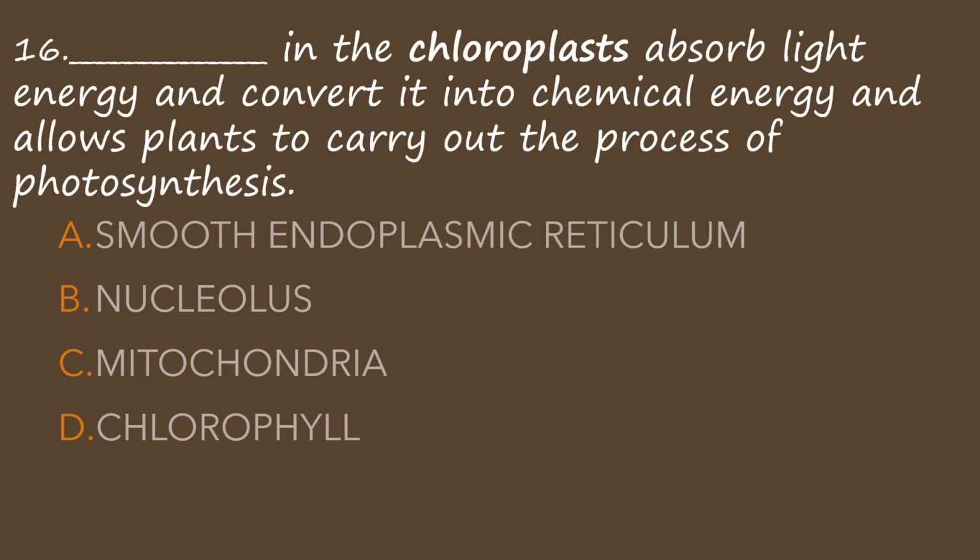Number 16. Blank in the chloroplast absorbs light energy and converts it into chemical energy and allows plants to carry out the process of photosynthesis. A. Smooth endoplasmic reticulum. B. Nucleolus. C. Mitochondria. And letter D. Chlorophyll.